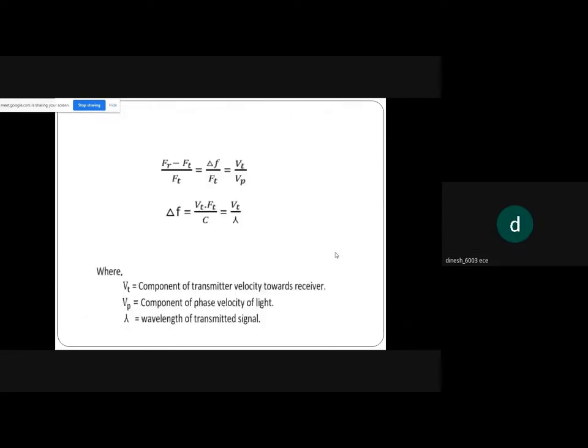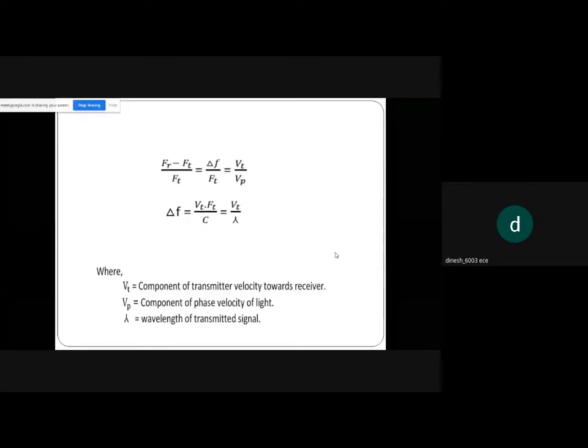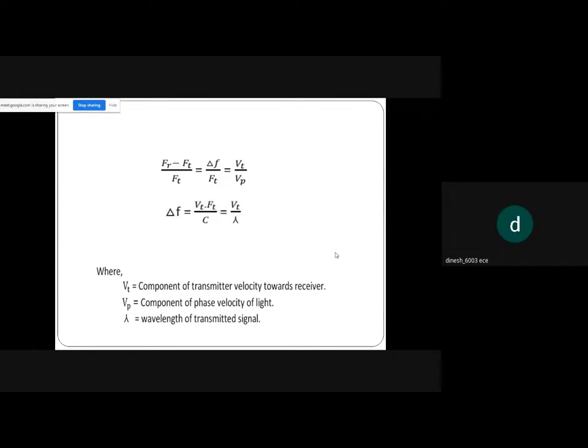So this is the equation for that: (FR minus FT) by FT, which can be given as del F divided by FT, with del F as your differential frequency difference, which is to be determined. It can also be given in terms of velocity: VT divided by VP. VP is the phase velocity of light that we are all familiar with. VT is the transmitter velocity, which can be determined at your transmitter and which is propagating towards your receiver. So using that, we can find del F.